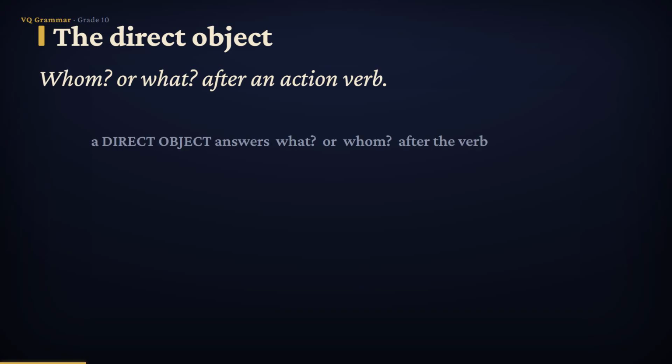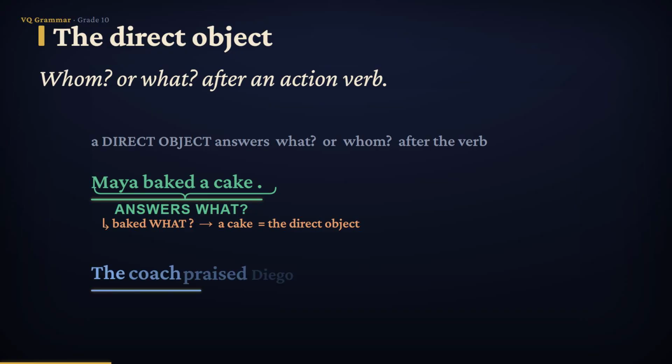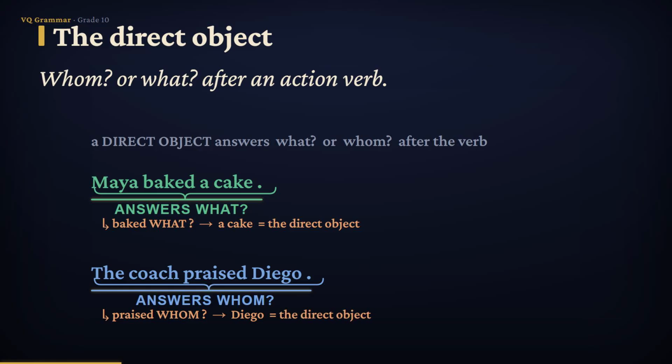A direct object answers the question, what or whom, after an action verb. Here is the first sentence. Maya baked a cake. Find the action verb, baked. Now ask the question, baked what? A cake. That answer, a cake, is the direct object. It is the thing that receives the action of the verb. Now the other question. The coach praised Diego. The action verb is praised. Ask, praised whom? Diego. So Diego is the direct object here.